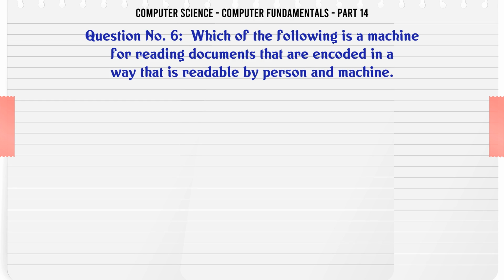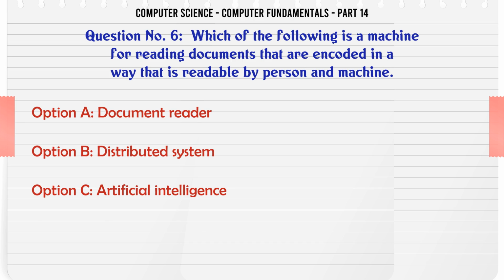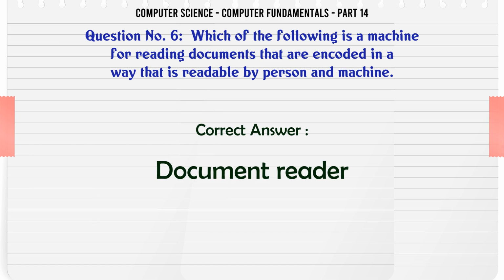Which of the following is a machine for reading documents that are encoded in a way that is readable by person and machine? A. document reader, B. distributed system, C. artificial intelligence, D. document sorter. The correct answer is document reader.